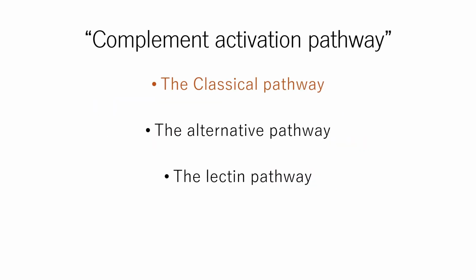When complement is activated, it triggers a cascade in which additional complement components are sequentially activated. It ultimately results in the formation of pores in bacterial or cellular membranes. This series of reactions is called the complement activation pathway. Depending on the initial trigger, there are three types of activation pathways: classical pathway, alternative pathway, and lectin pathway. Here, I will focus on the classical pathway.